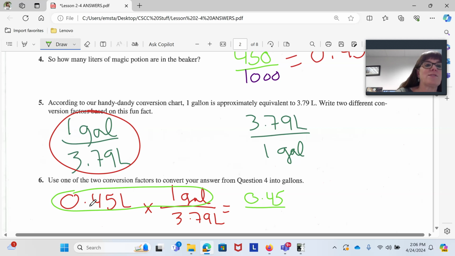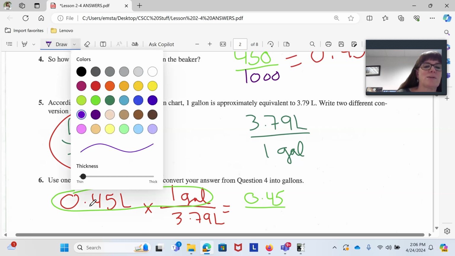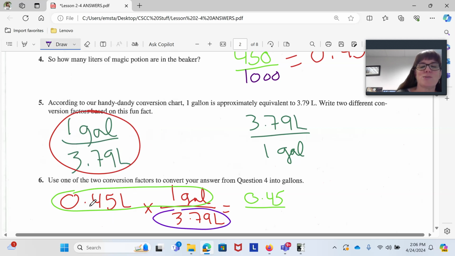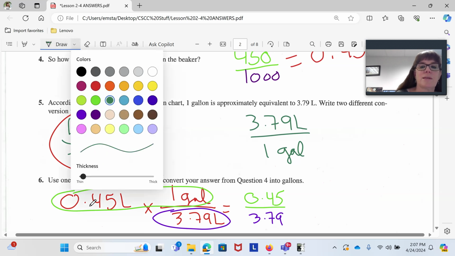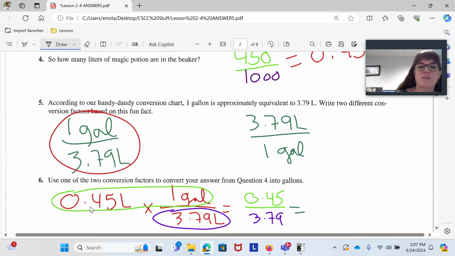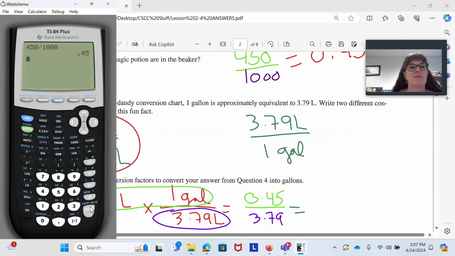I'm going to multiply everything on the bottom, and I promise you they will get longer. These are sort of short ones right now. 3.79. And then I'm going to divide it out. And I will get out my calculator to do that. So we take the 0.45 divided by 3.79.